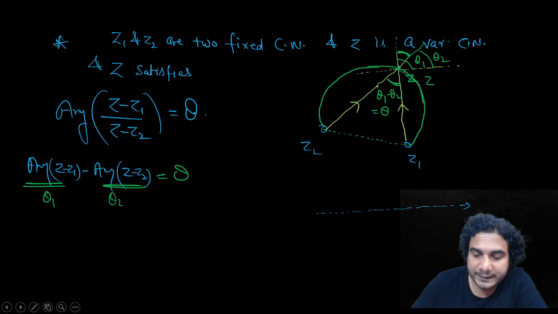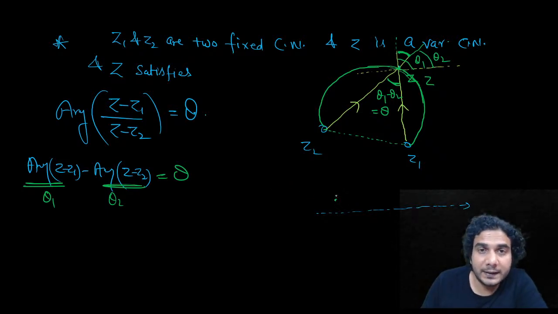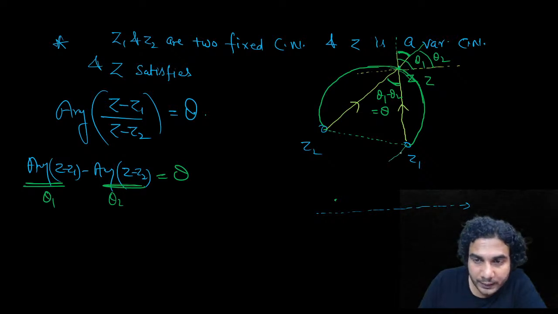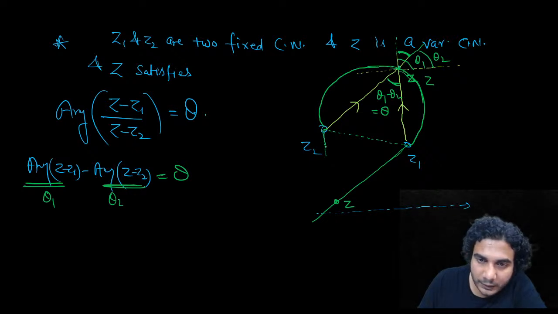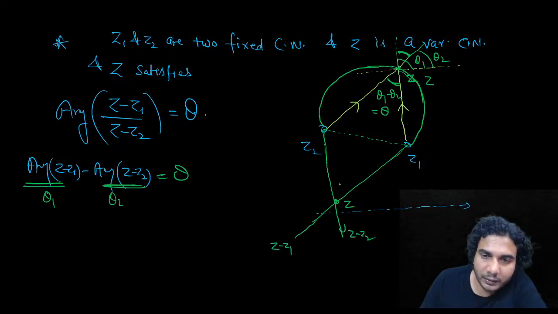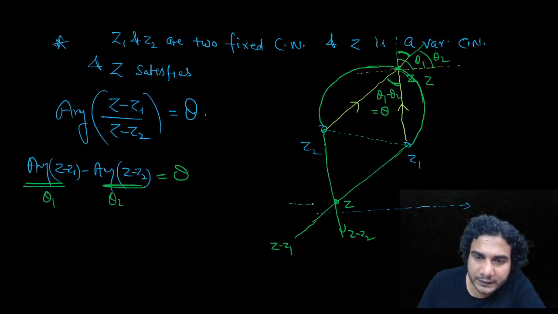But like in the previous example, will you get another arc also, in this case below the line joining Z1 and Z2? Let's check. Here, if I take Z downwards, below the line joining Z1 and Z2, so Z is here, this is the Z minus Z1 vector, and the second line is the Z minus Z2 vector. All right, we are focusing on the direction.